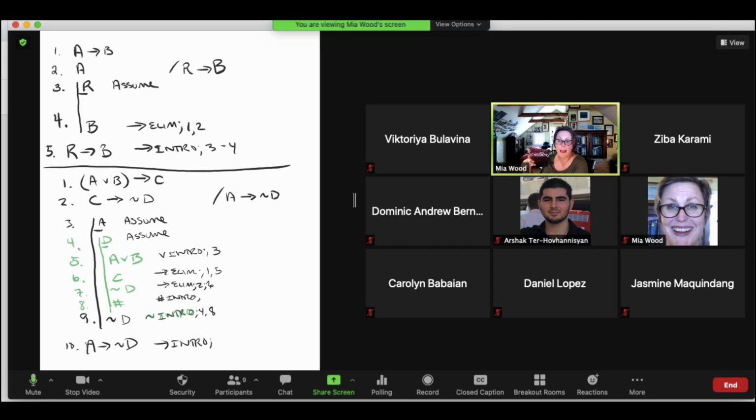And as soon as we've derived not D, we exit our structuring subproof and we say lines 3 through 9, conditional intro gets us line 10.